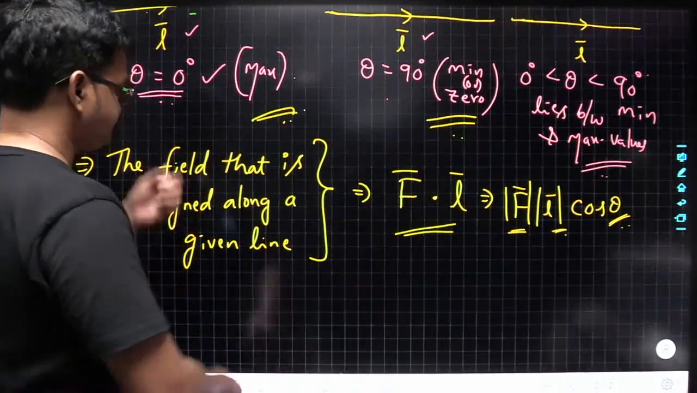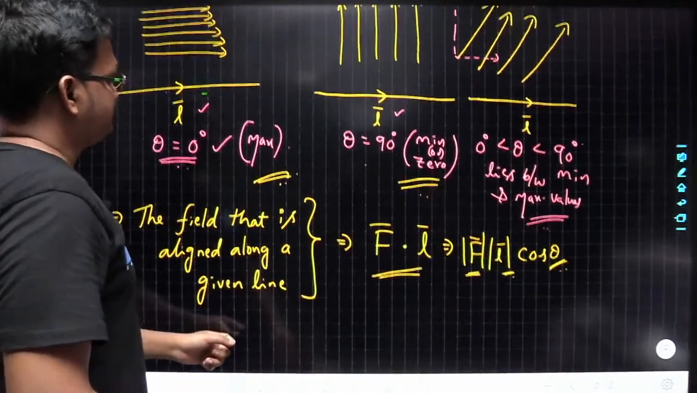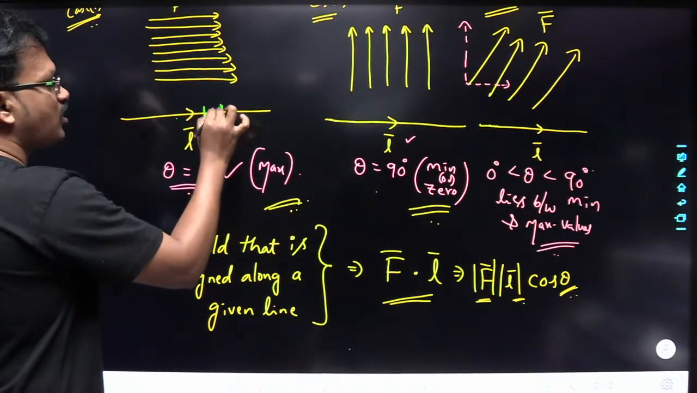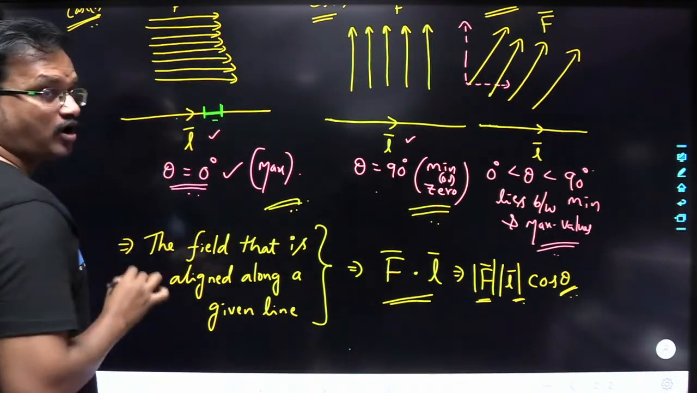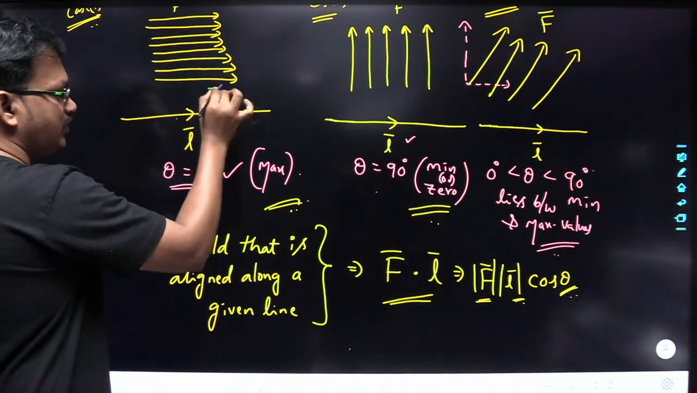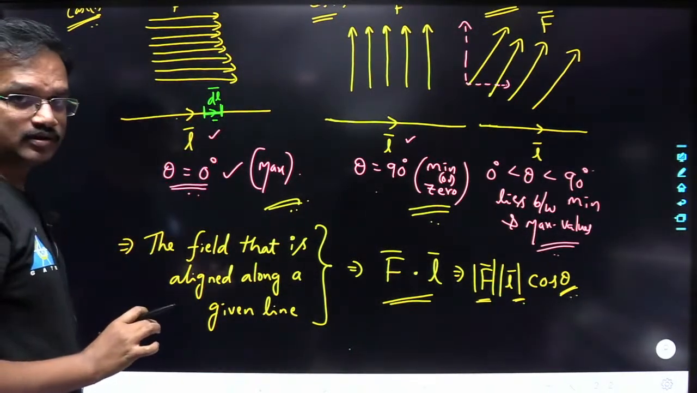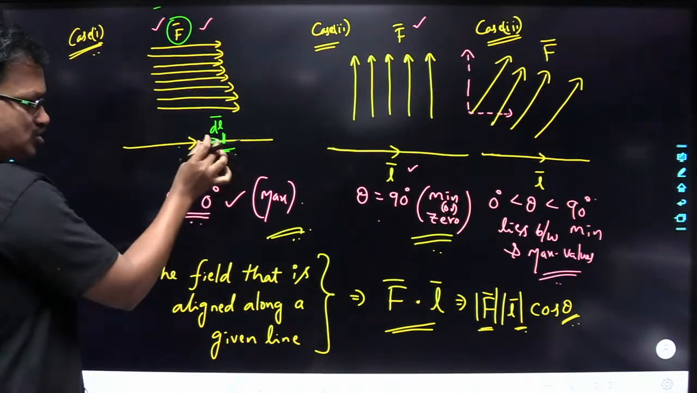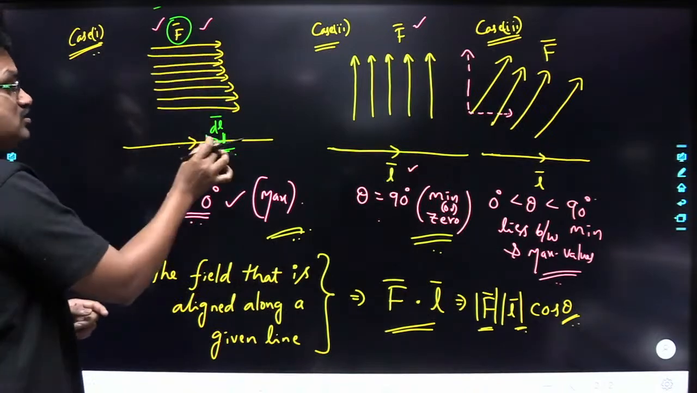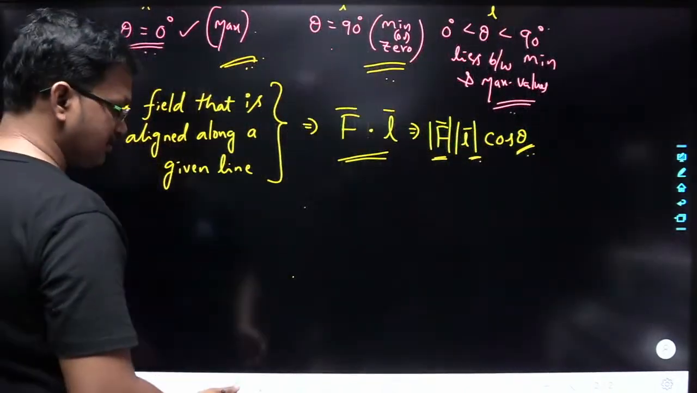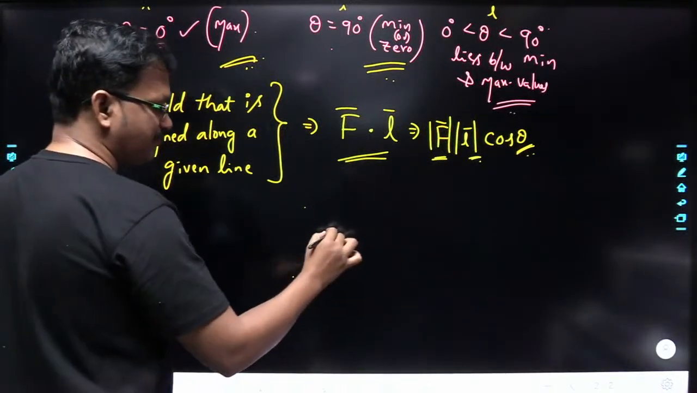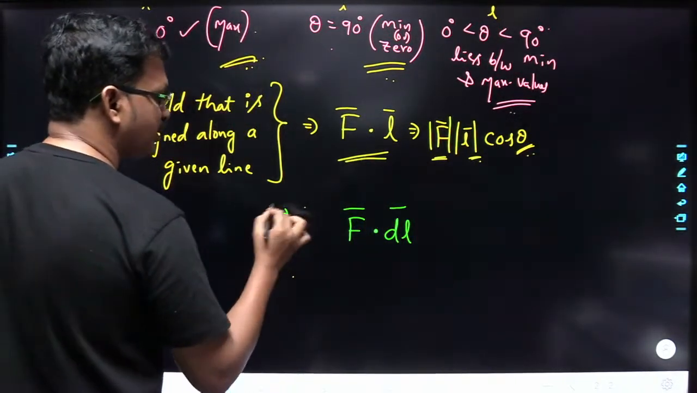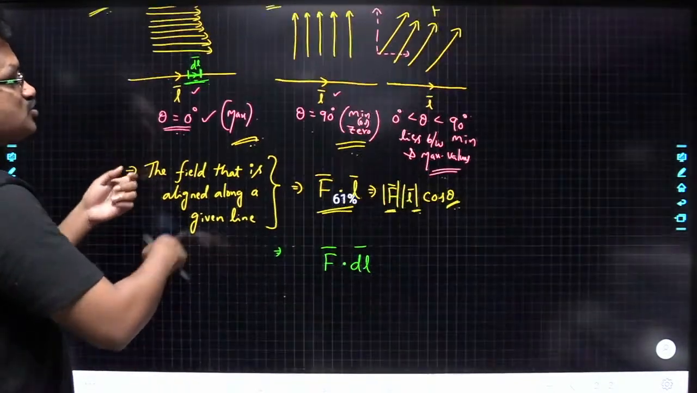Now see here. If I consider only a small differential length, which I represent with dl bar, and I ask you to determine the field that is aligned along this small differential length dl, then I can represent it as F bar dot dl bar. So this is the field that is aligned along a small differential length dl bar.